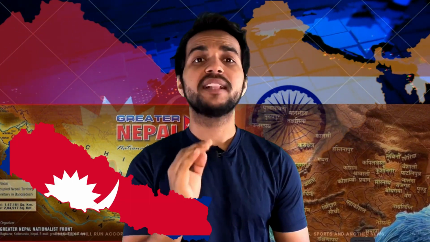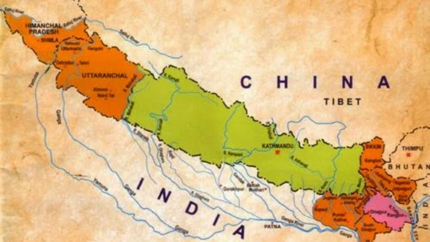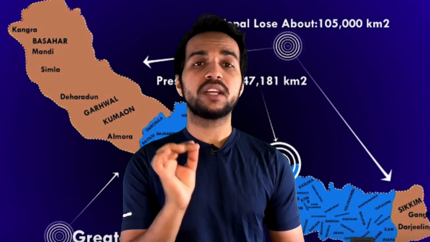Let's take a look at the map of Nepal. Currently, Nepal's area is about 147,516 square kilometers. However, if you look at the map of Greater Nepal, it shows a larger territory that is twice the size of present-day Nepal with an area of 267,575 square kilometers. Nepal lost more than 120,000 square kilometers of land due to the Sugauli Treaty in 1816.